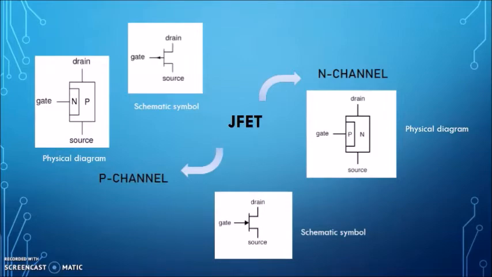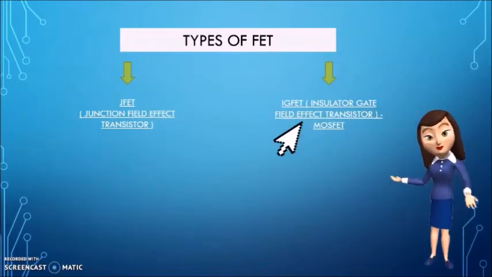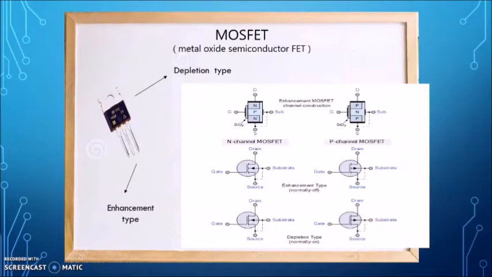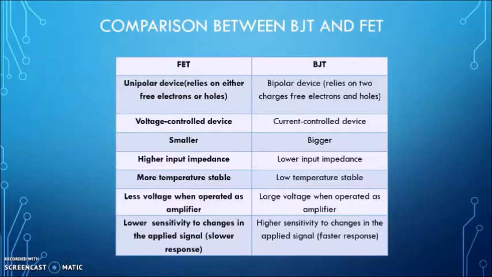Then we will go through the MOSFET. For MOSFET there are also two types, which are depletion type and enhancement type. JFET and MOSFET will be elaborated more later. The FETs are mostly used in applications. So here is the comparison between FET and BJT.